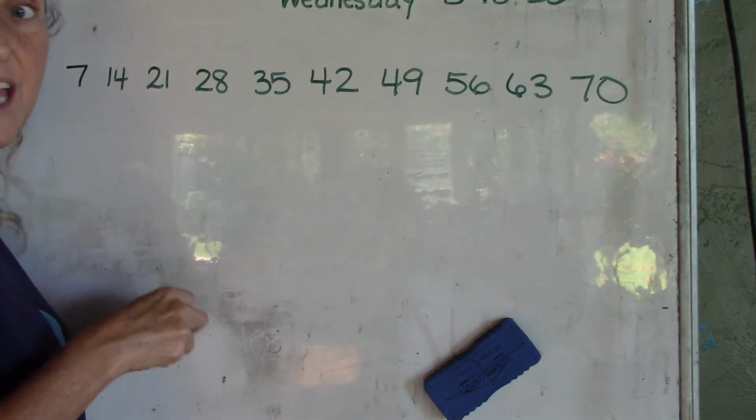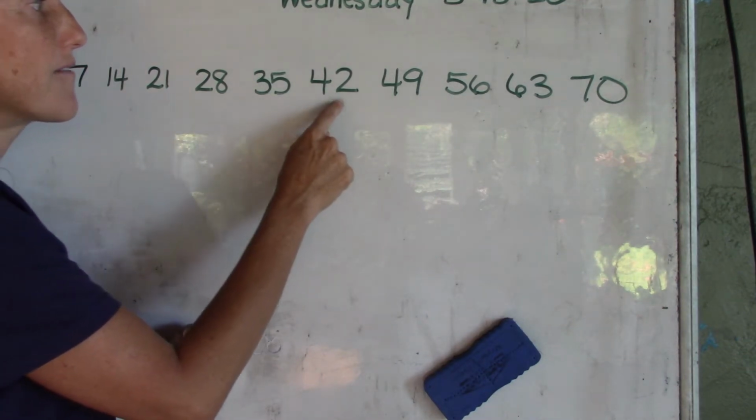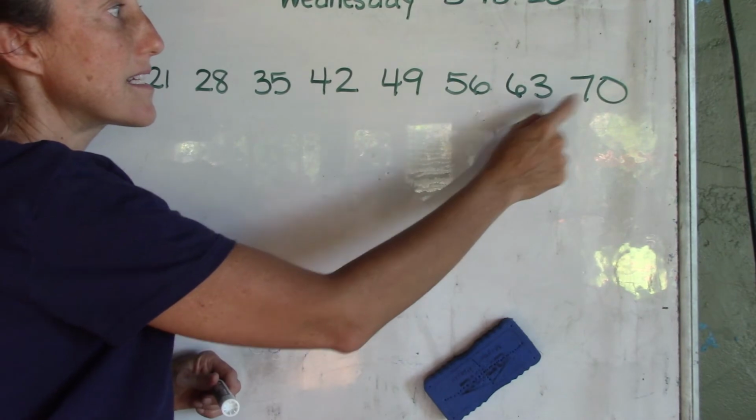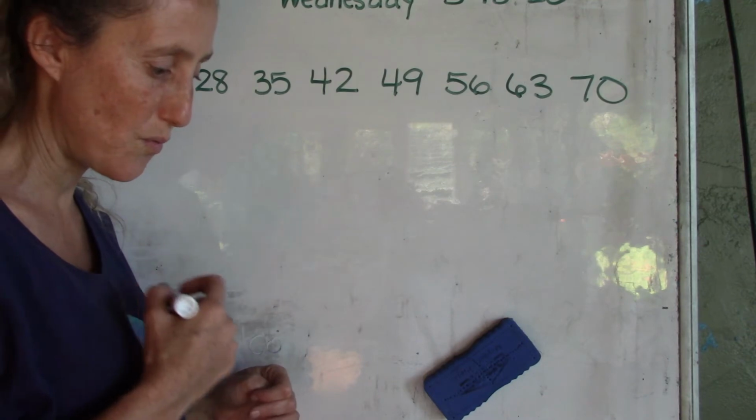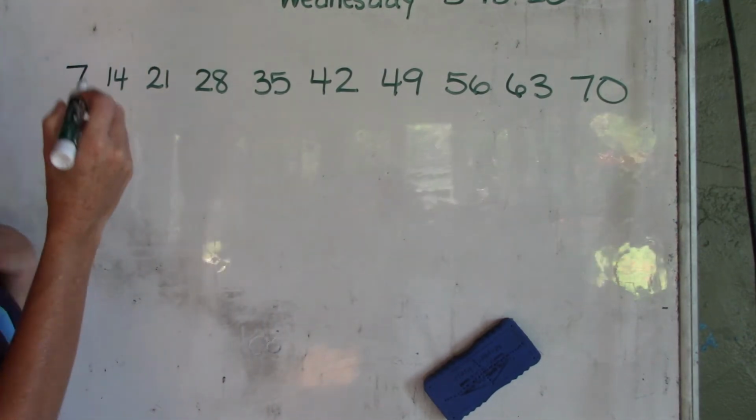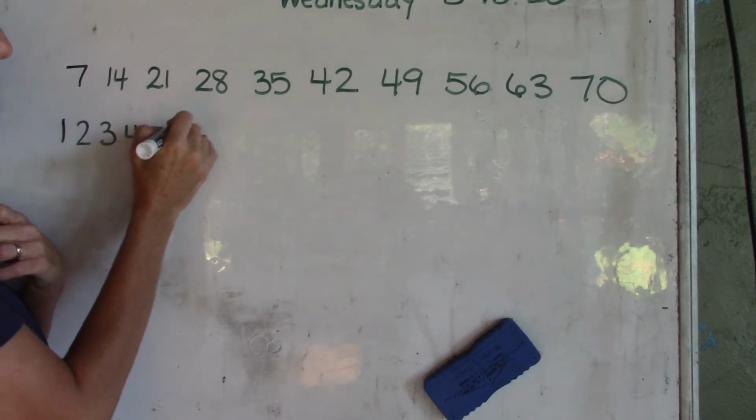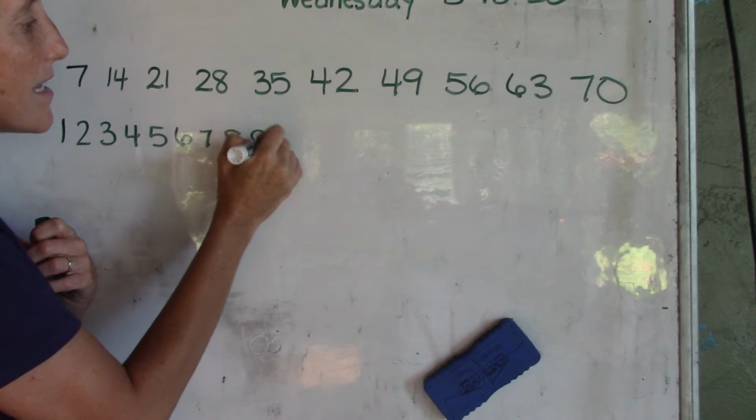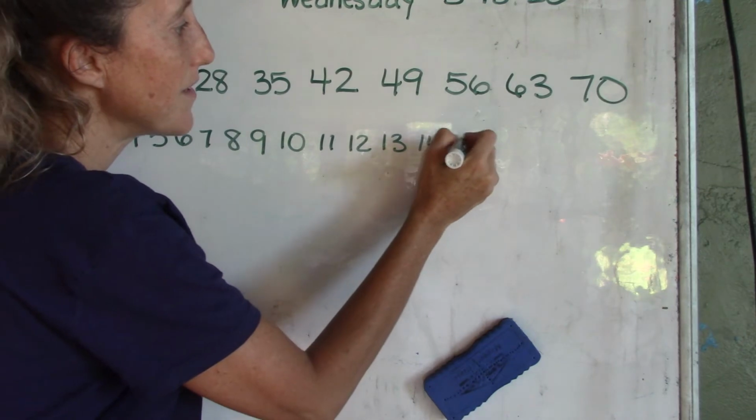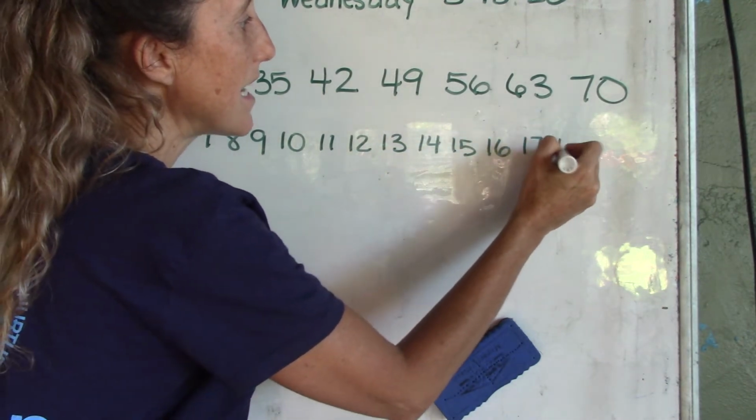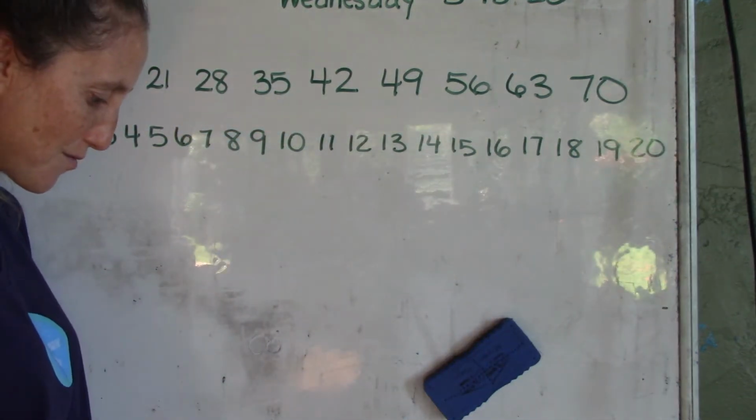Let's say the 7s together. You ready? 7, 14, 21, 28, 35, 42, 49, 56, 63, 70. Good job. Now, I'm going to write numbers 1 through 20. Okay? 1, 2, 3, 4, 5, 6, 7, 8, 9, 10, 11, 12, 13, 14, 15, 16, 17, 18, 19, 20. Oh, I almost ran out of room.